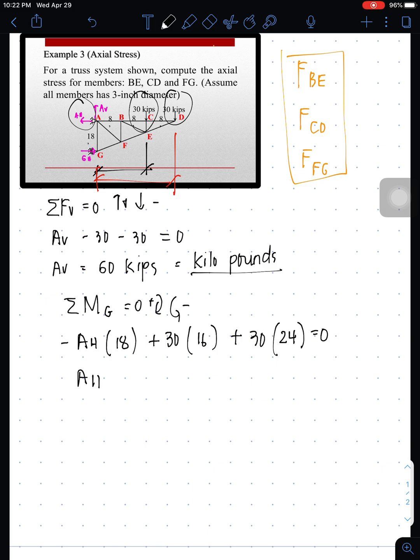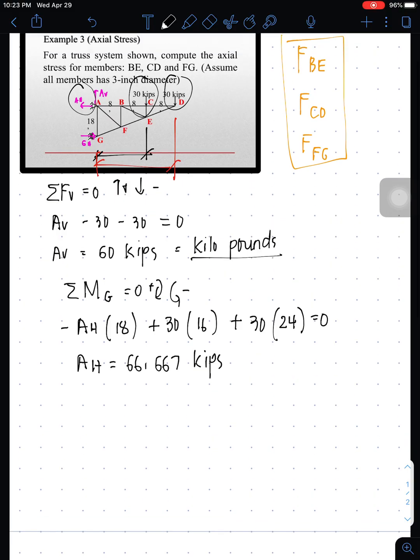So what is now the value of our AH? Let's solve for AH. You have 30 times 16 plus 30 times 24 divided by 18. So the AH is 66.667 kips. And we obtain a positive value because our assumption for AH is correct. So let us continue.